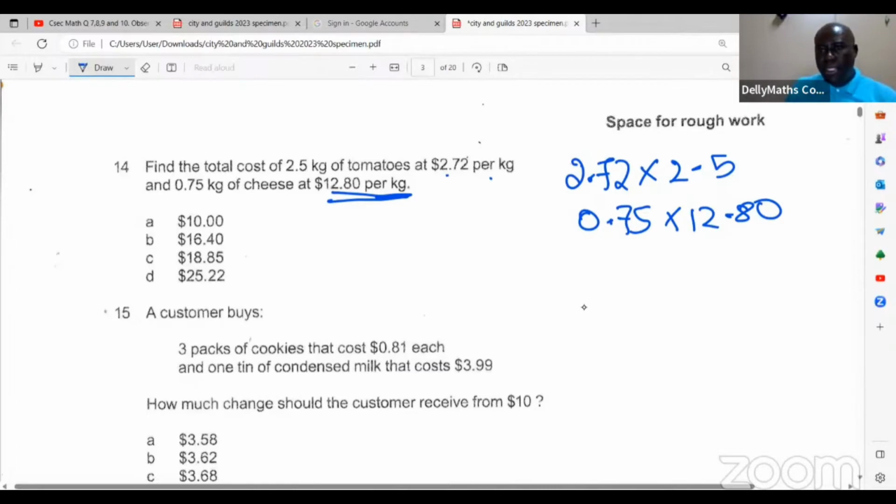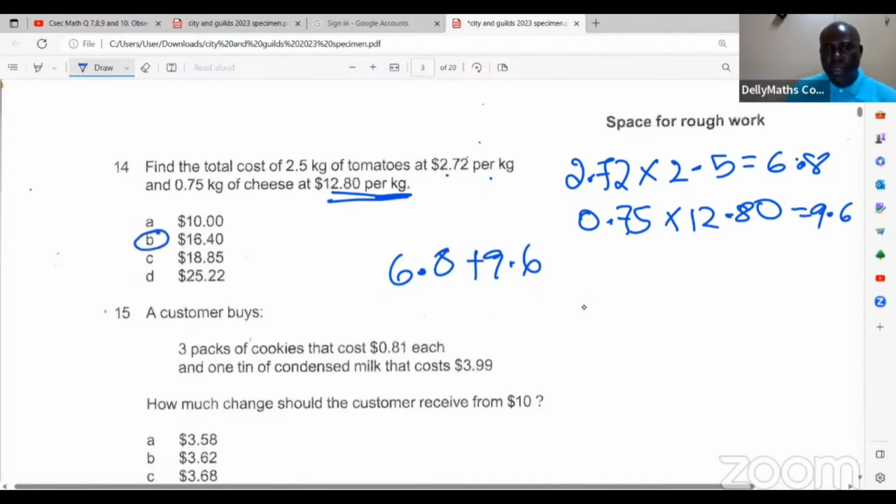So if you multiply this, you're going to get like 6.8, and 3/4 of it is about 9.6. So the concept that you're driving at here is for you to be adding back these numbers, right? And it's about $16.40. That's about $16.40 we're looking at right there.